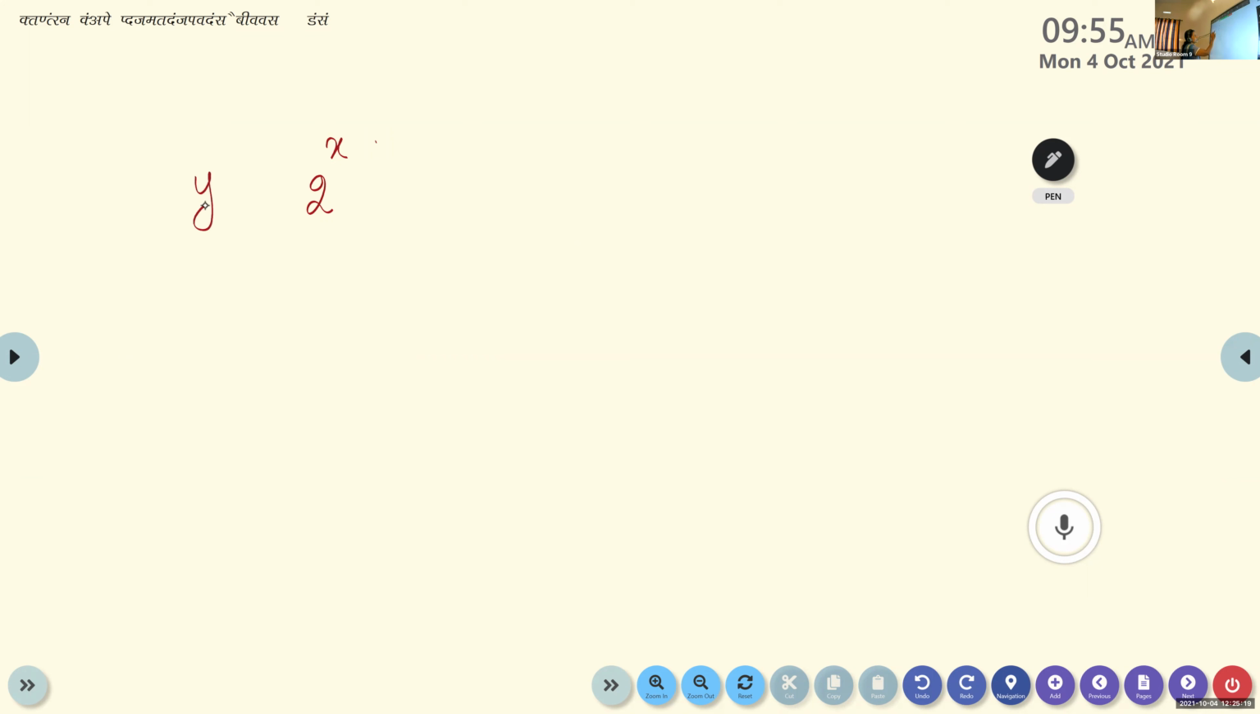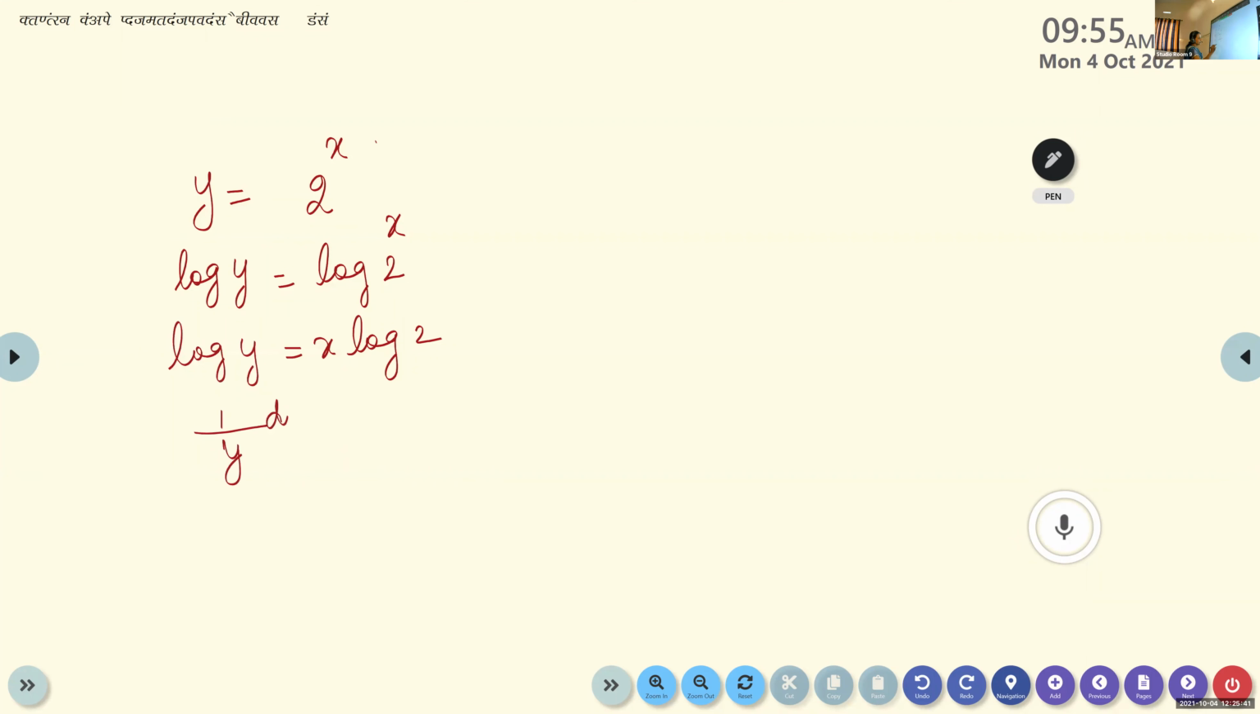So first step, we name this as y. Then we take log. Log y is equal to log 2 raised to x. So power will be coming to the front. So x log 2 is log y. Now differentiate. Derivative of log y is 1 by y dy by dx is equal to log 2 is constant. Derivative of x is 1. 1 into log 2, which is log 2.